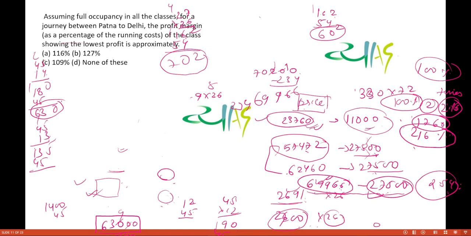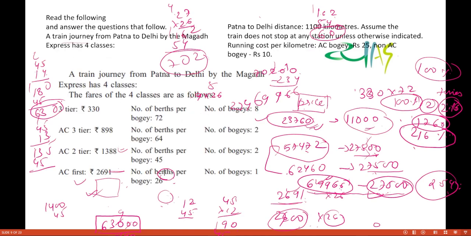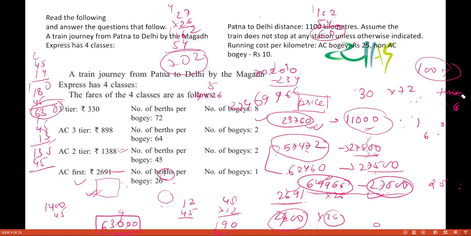Now, see, it is asking: assuming full occupancy in all the classes for a journey between Patna to Delhi, the profit margin as a percentage of running cost of the class showing the lowest profit is approximately. So lowest profit क्या है? What is the lowest profit? So यहाँ पे we will have to calculate the profit in each one of these.